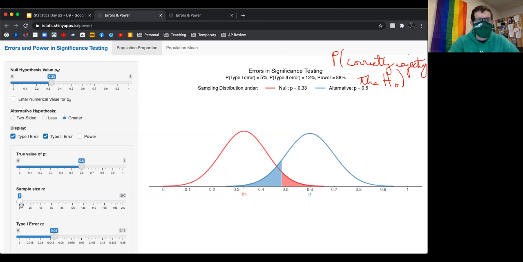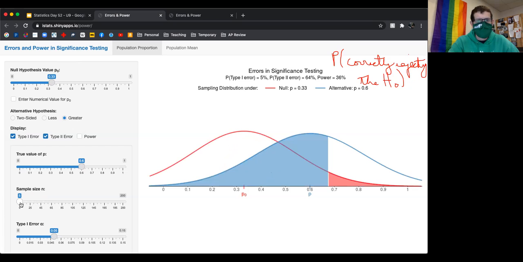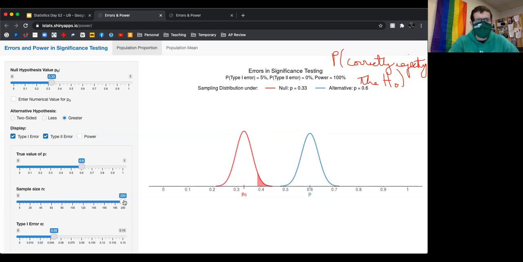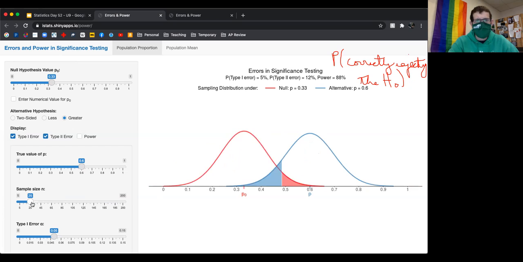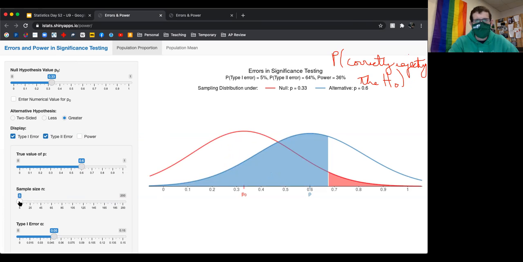So I'm just showing you different things. Here's the sample size going down really low. Here it's really high. And maybe the thing to think about is the overlap between the true value and the hypothesized value. Here there's no overlap. Here there's a lot of overlap. Here just a crazy amount of overlap. And so therefore, that's going to decrease the power. The more overlap there is, the less power the test has.